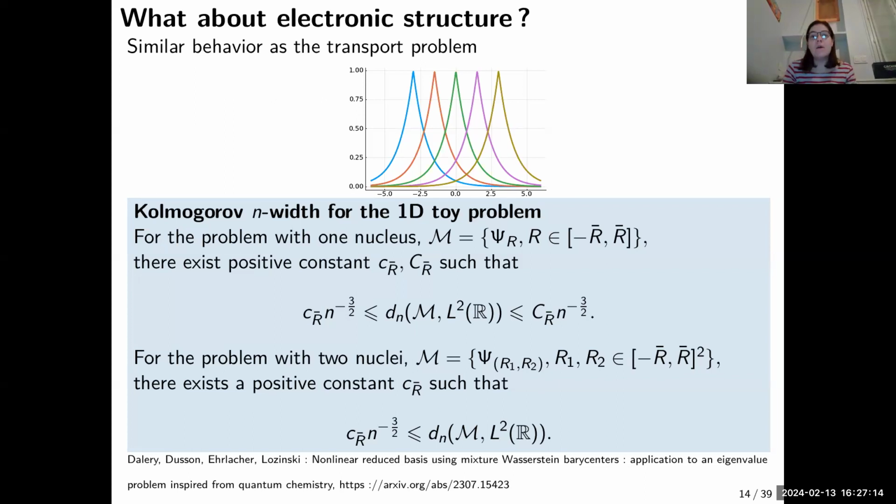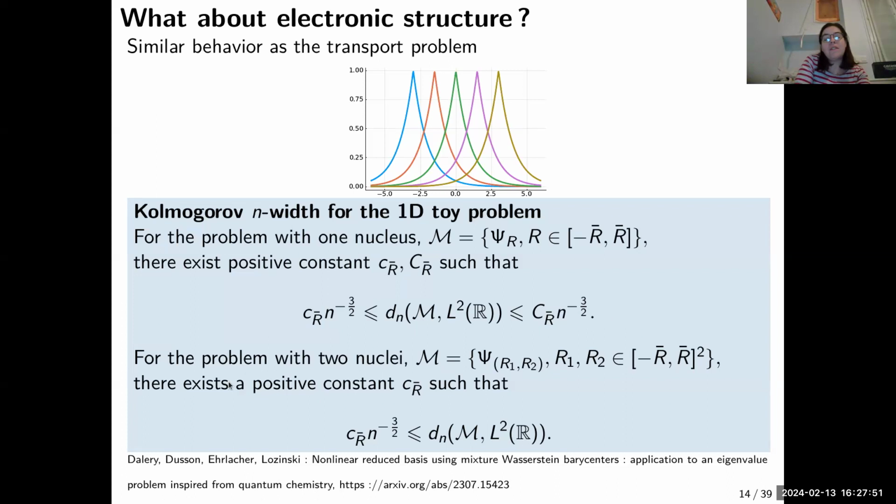Here, in this one-dimensional toy problem for electronic structure calculation, so really the eigenvalue problem I presented to you, we know the speed of decay of the Kolmogorov n-width in some particular cases. Typically, when there is only one nucleus and you make its position vary in an interval of parameters, we know that the Kolmogorov n-width of the solution set decays exactly at the rate given by n to the power minus 3/2. So it's a bit better than for the parameterized transport case, but it's still quite slow.